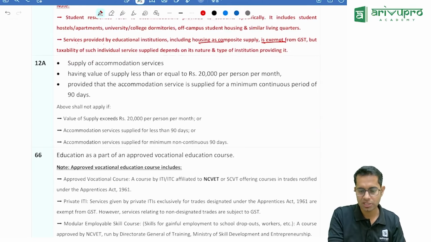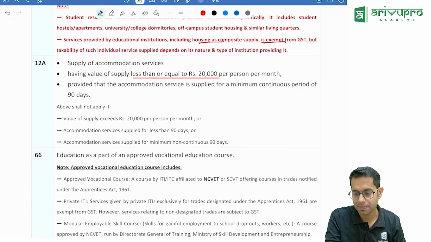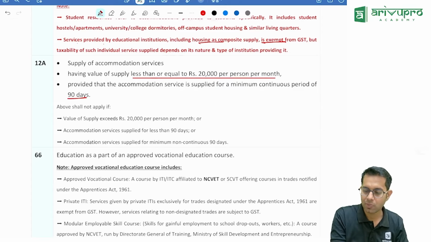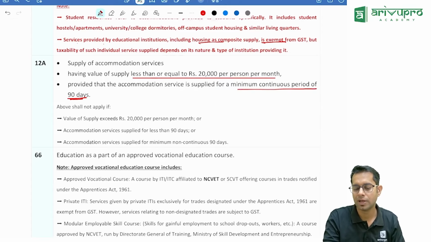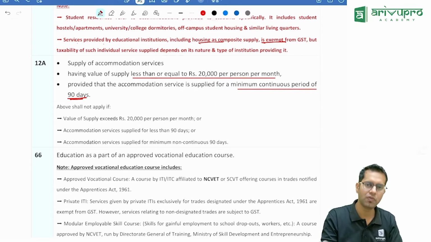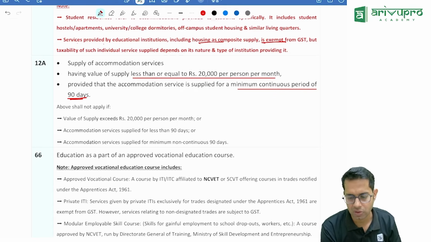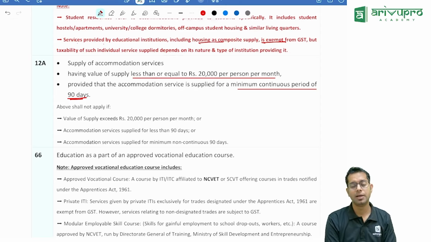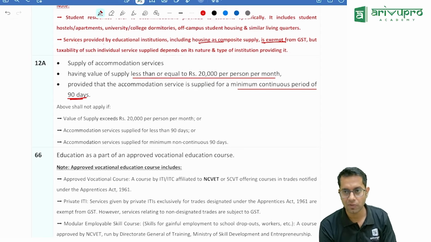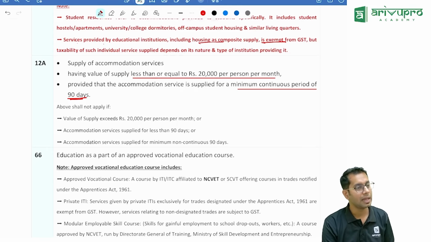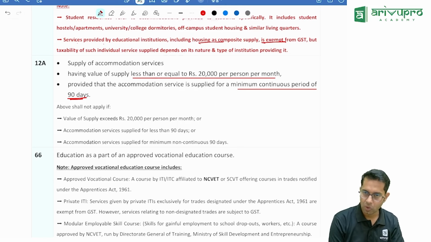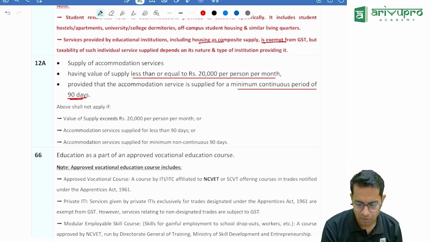Supply of accommodation services having value of supply less than 20,000 rupees per person per month, if it is provided for a minimum period of 90 days, then it will be exempt. So if you are giving a house on rent to someone, or any hotel room on rent to someone, where the number of days you have rented is more than 90 days and monthly you are charging up to 20,000 rupees only, then that service given by you will be exempt.